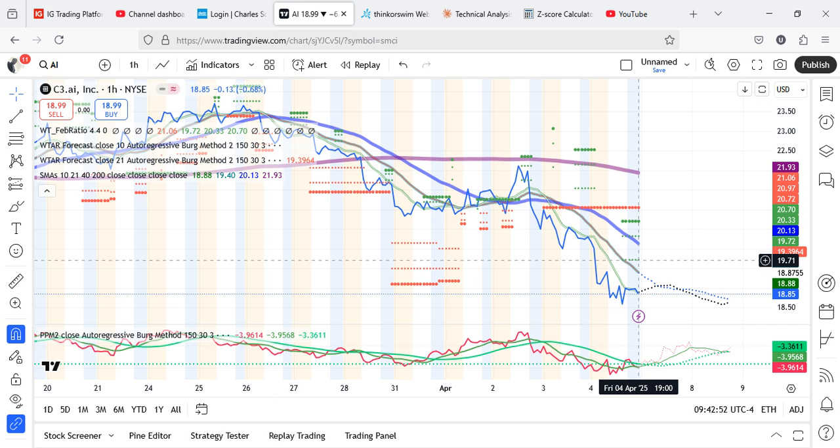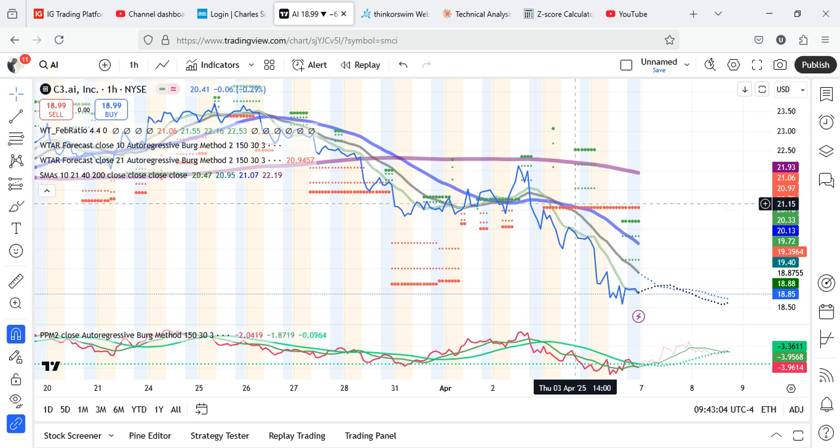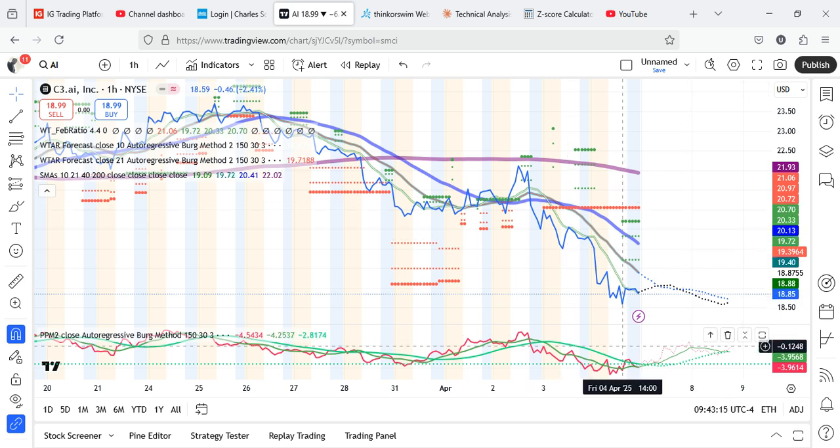Especially this one, the emphasis has continued and is quite a strong one, 20.70. The iteration of that emphasis just began on Thursday, the 3rd of April. Yeah, C3.ai. This is the 21 period moving average. You can see the strength here is quite ambitious, and the projection here is quite a bullish one.